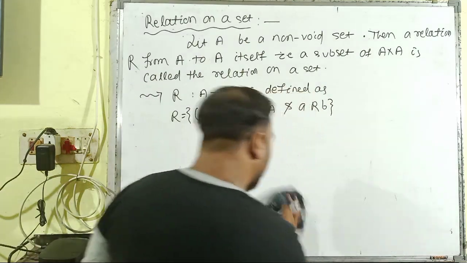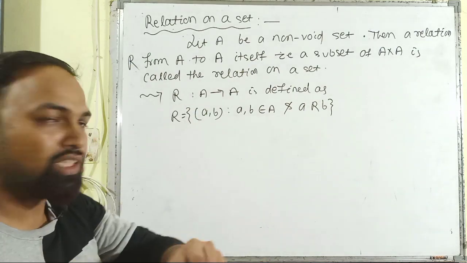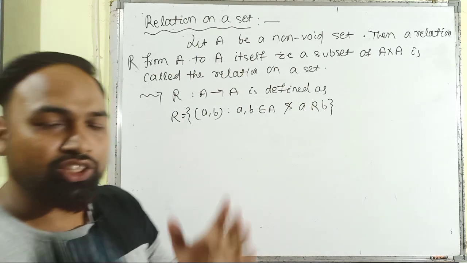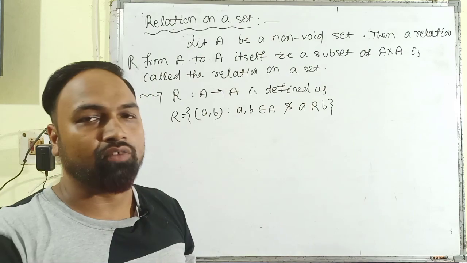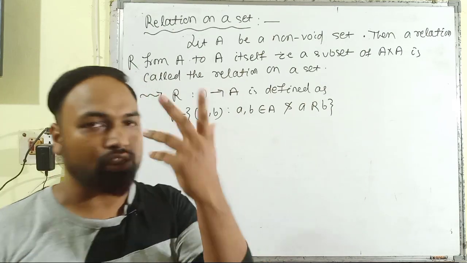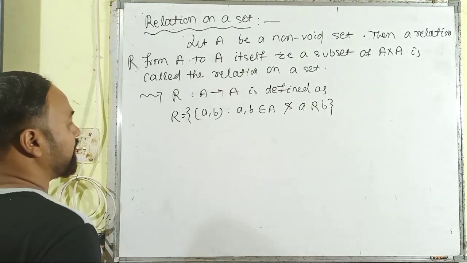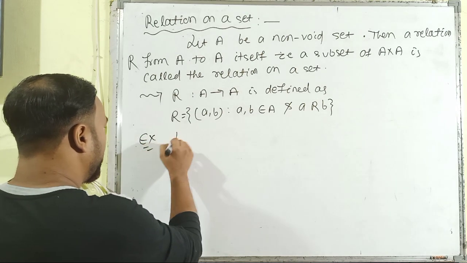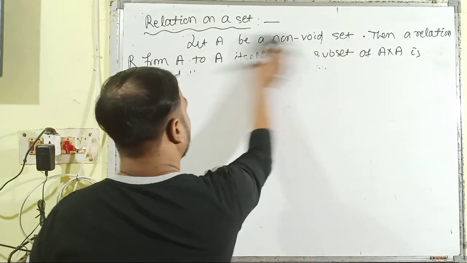So a relation on a set A is a subset of A cross A, and it is defined as R, the collection of all possible ordered pairs (a, b), where both a and b belong to that set A, and a is related to b in the given manner. Let us discuss one example.